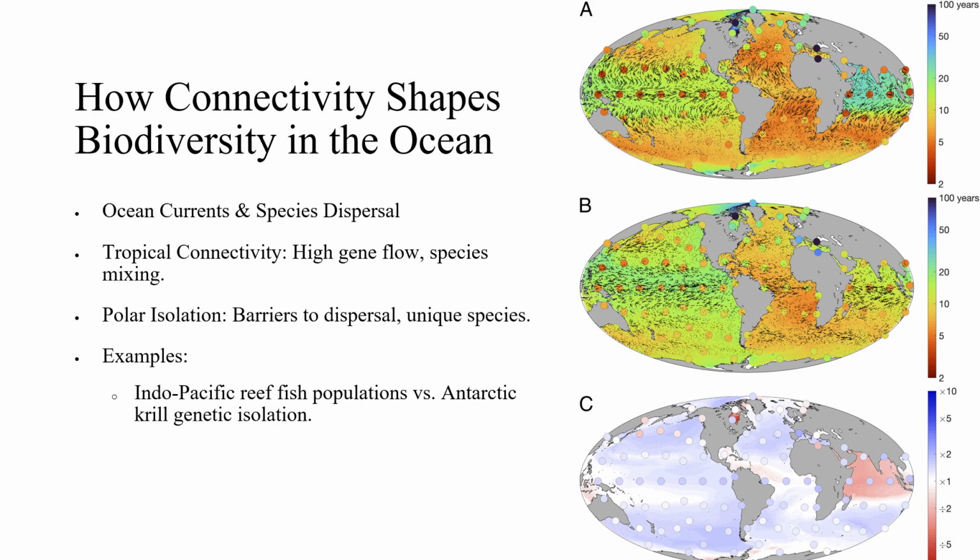Depth also plays a major role in connectivity. The surface ocean is well mixed by currents, while deeper layers are more isolated, creating distinct biological communities. For example, diatoms, a type of microscopic phytoplankton, show varying connectivity depending on ocean currents and depth. In surface water, species like the Lysioria are widely dispersed by equatorial currents, leading to high genetic mixing.